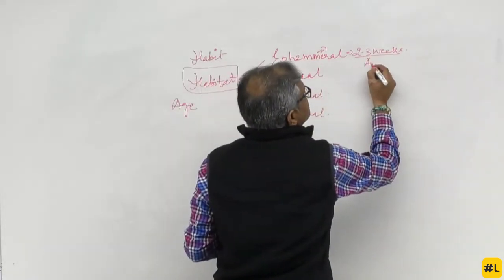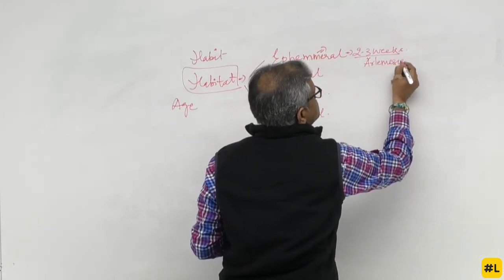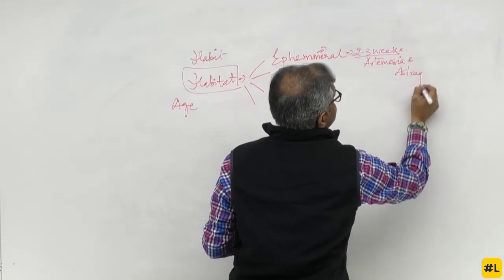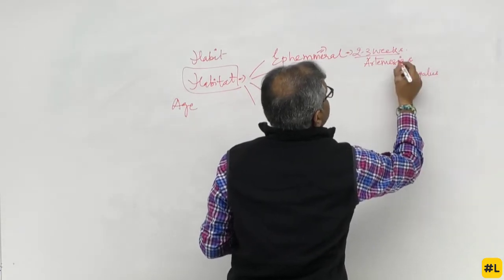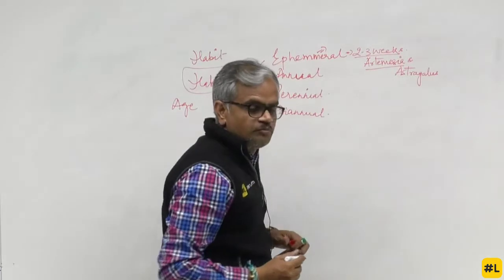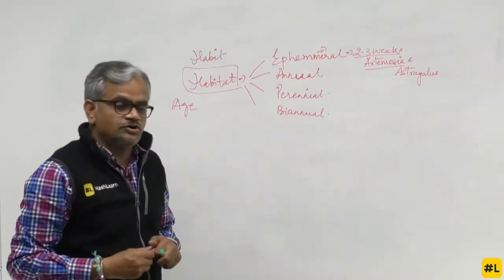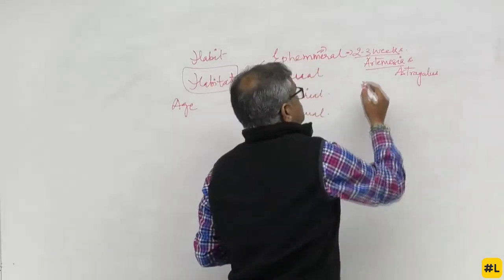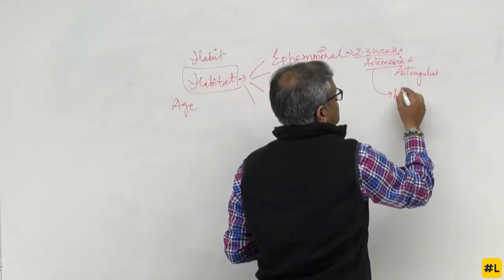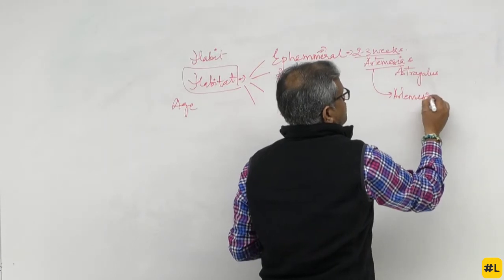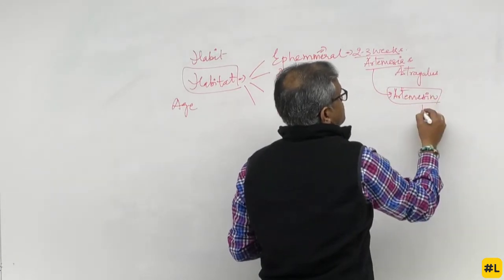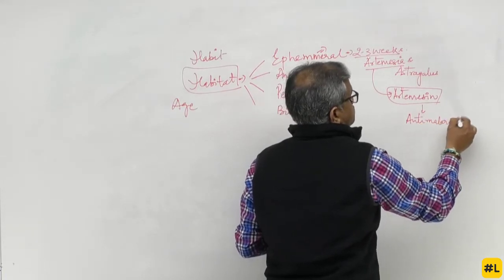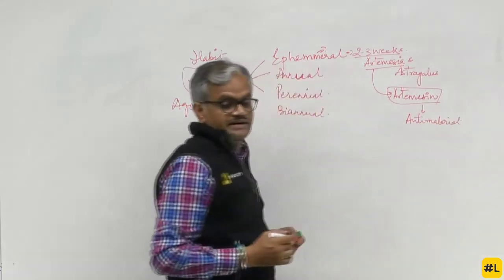Example is Artemisia. As I told you, in terms of economic importance, Artemisia and Astragalus go hand in hand. If you remember, last year's Nobel Prize went for the discovery of a metabolite, a chemical called artemisinin, which is anti-malarial. That is artemisinin.